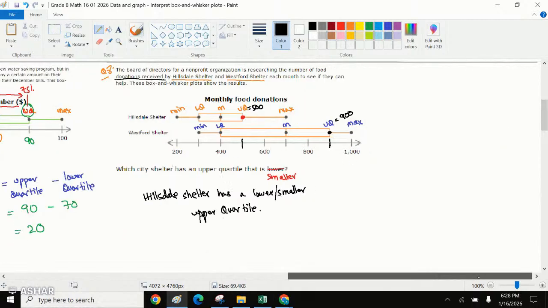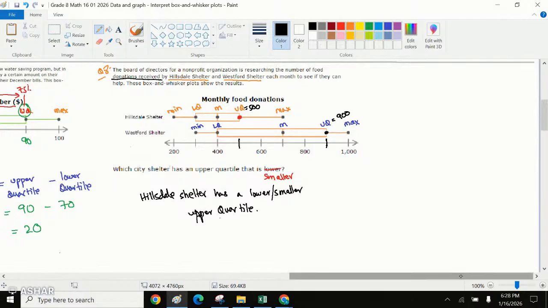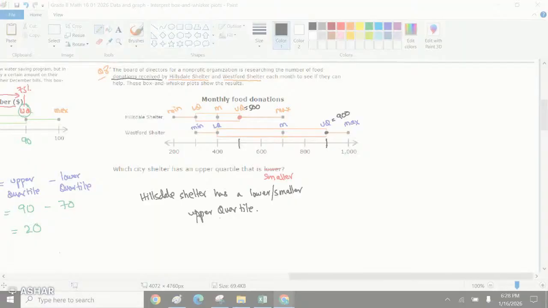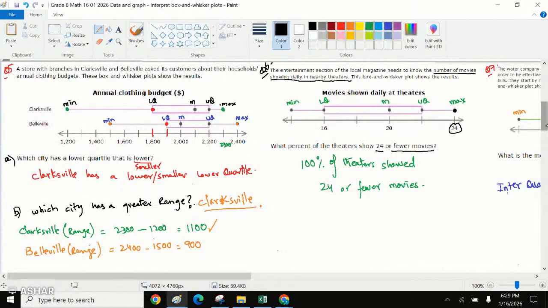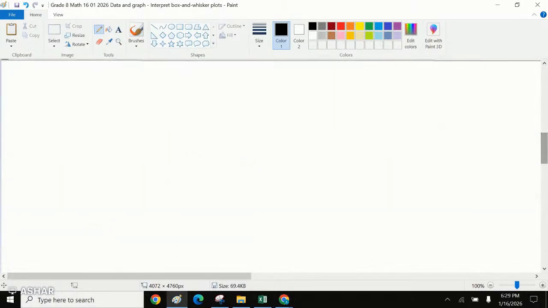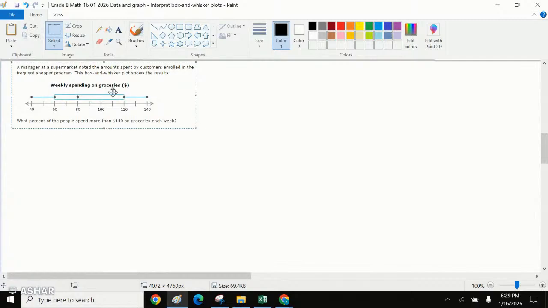Let's try a question or two more. Then we would try the test. And for the test, I would want you to answer it. Okay. A manager is noting down the money spent by the customers while they're shopping. Okay. So let's say this is question number 9.